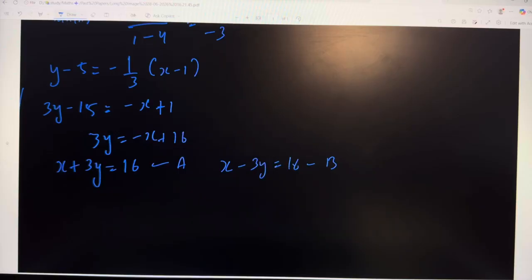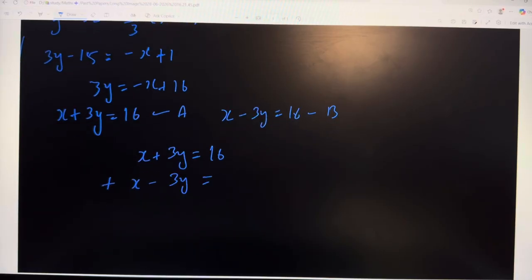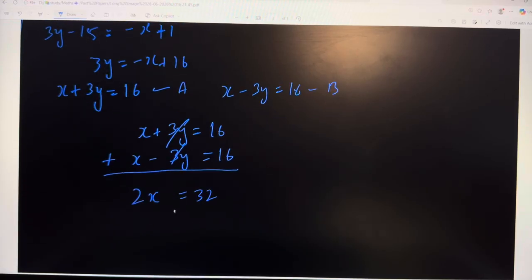Okay, now to find the point of intersection, we can just equate the formulas to each other. So x plus 3y is equal to 16 plus x minus 3y is equal to 16. So what happens here is a substitution, sorry, this cancels. x plus x is equal to 2x, and 16 plus 16 is equal to 32. Again, x just becomes what? 32 divided by 2 is 16. So x becomes 16.